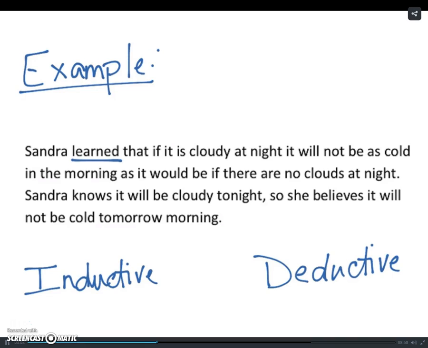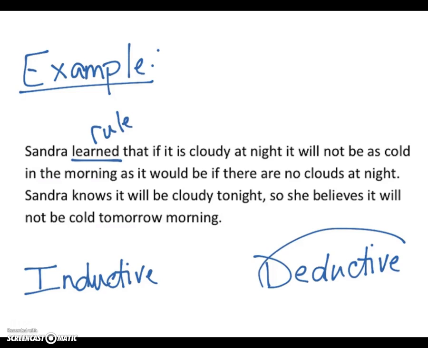Basically she was given a rule by a teacher or somebody else that says if it is cloudy at night, it will not be as cold in the morning as it is if there are no clouds at night. So she is basing her assumption that it will not be cold tomorrow morning on this rule that she learned. Because this indicates that she was taught a rule, we're using deductive reasoning here to make the assumption that it will not be cold tomorrow morning.